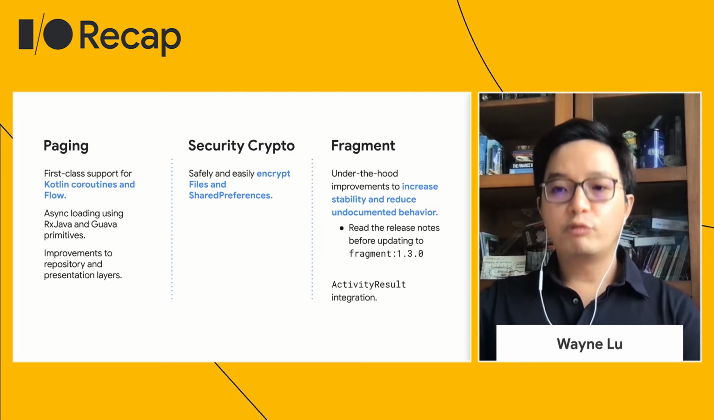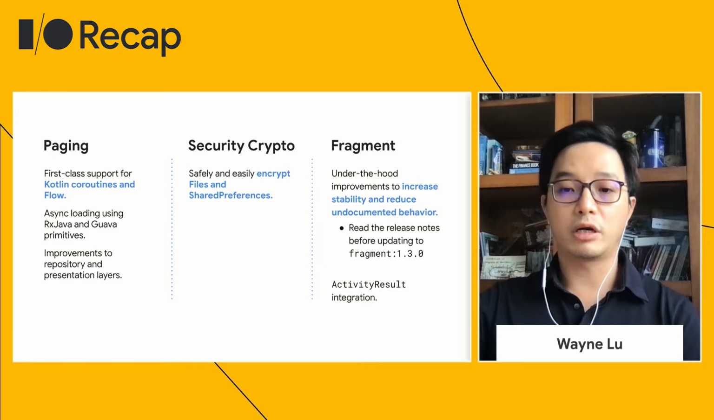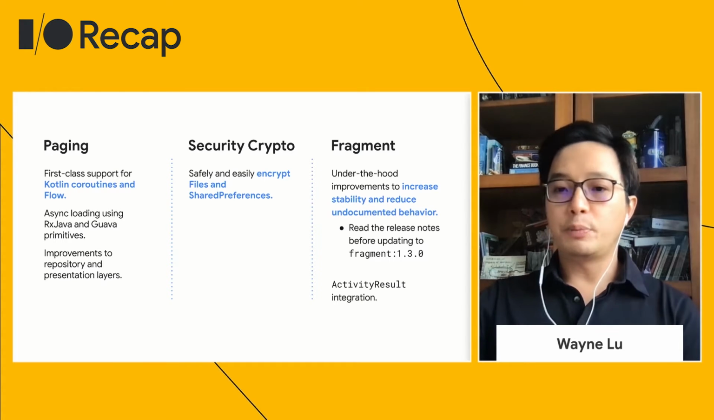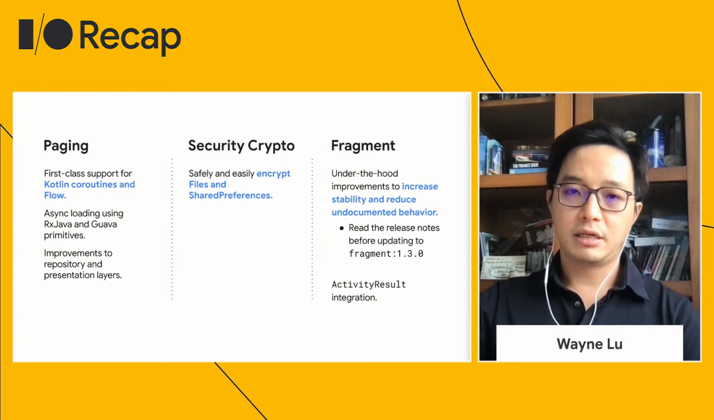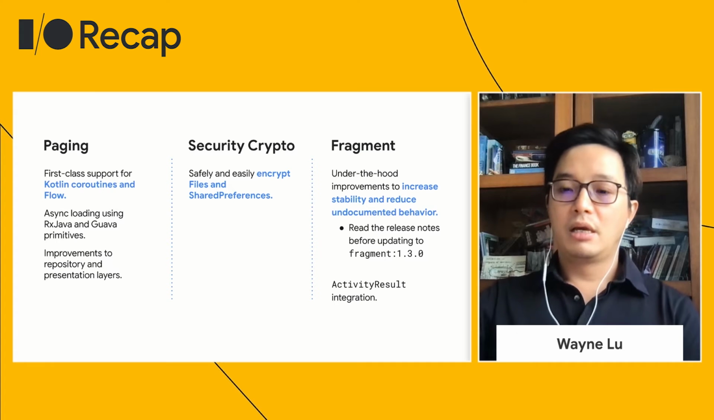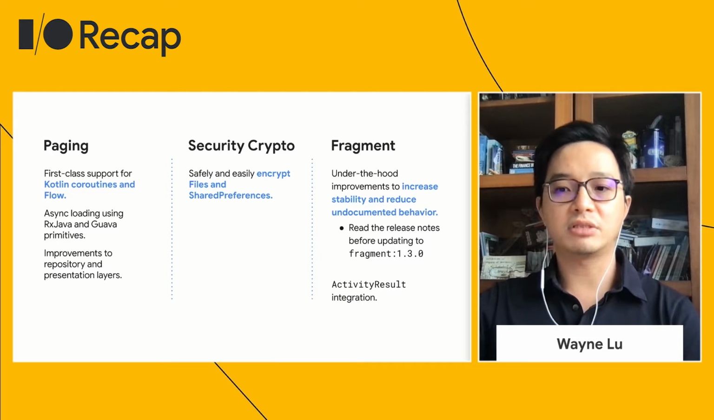Under Fragment, we have performed many stability improvements. This may require work to accommodate the strict enforcement of API contracts. You should pay careful attention to testing. The Fragment release notes call out more specific details. We have also introduced integration with activity result, making it possible for you to register results from a fragment.